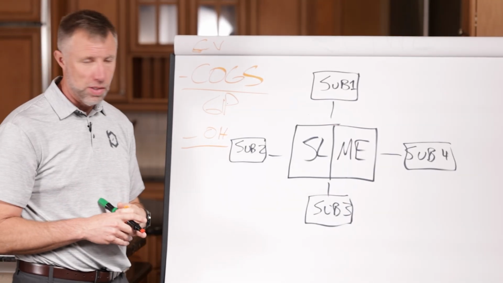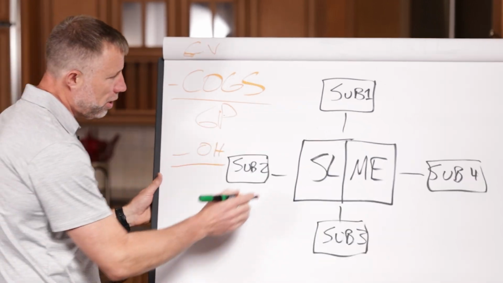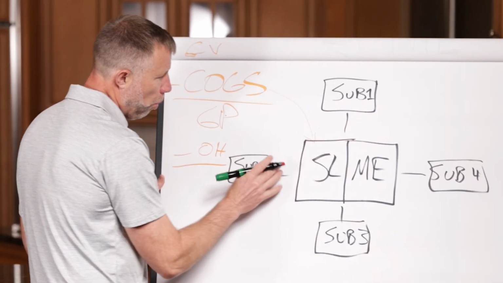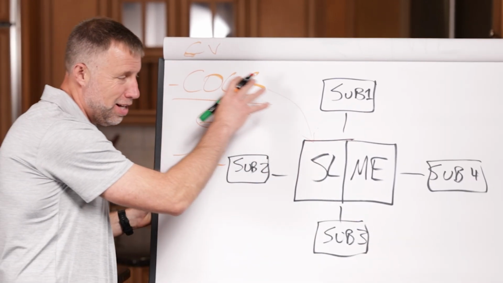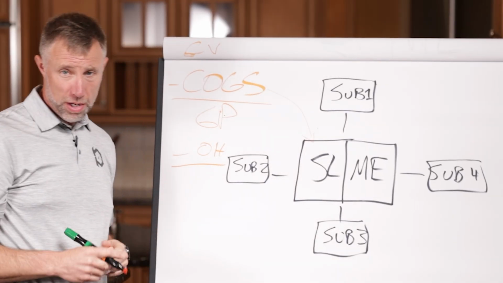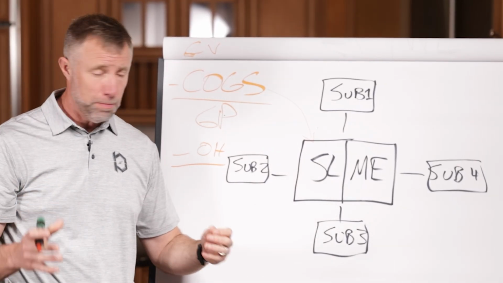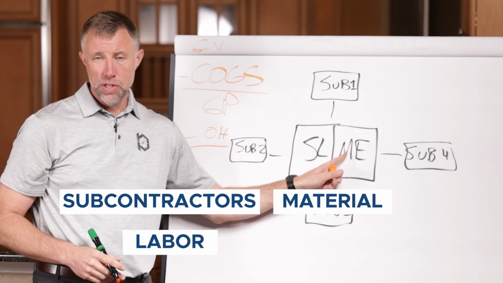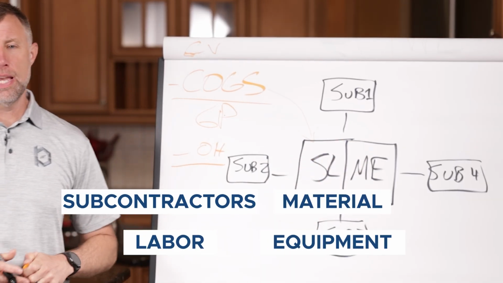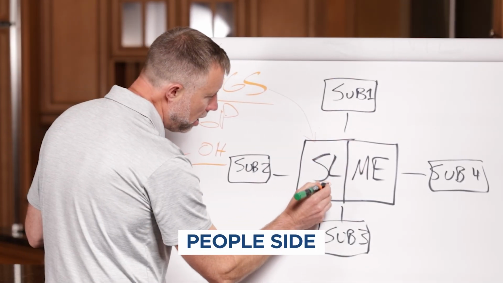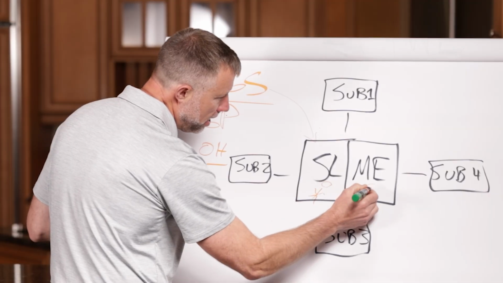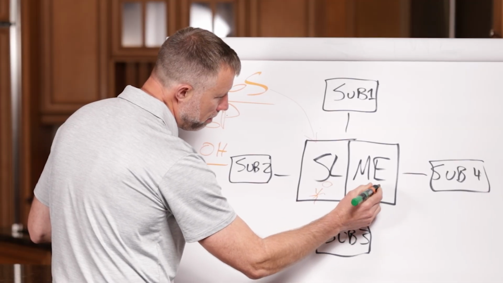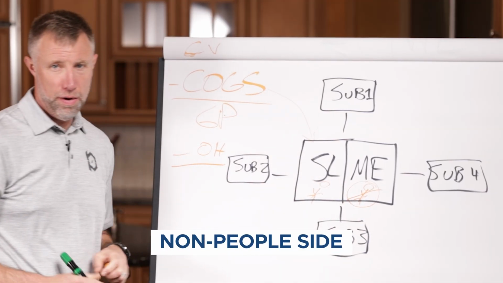our overhead and expenses. So where does slime come in? Well, this is born out of cost of goods. So what makes up your cost of goods is the slime of a construction business. And so that slime is very simply subcontractors, labor, materials, and equipment. Subcontractors, labor, so these are all the people side of your cost of goods. And then the materials and equipment are all the non-people side of your cost of goods.